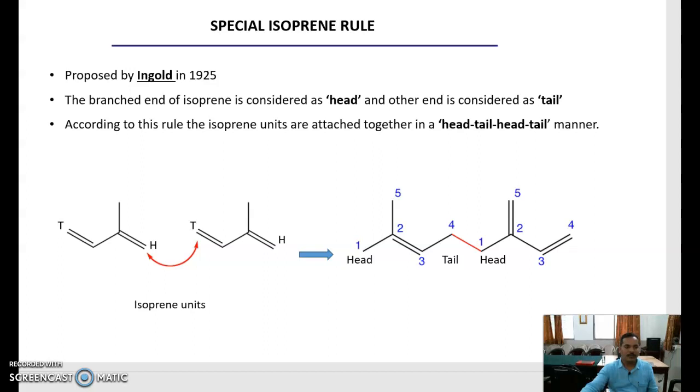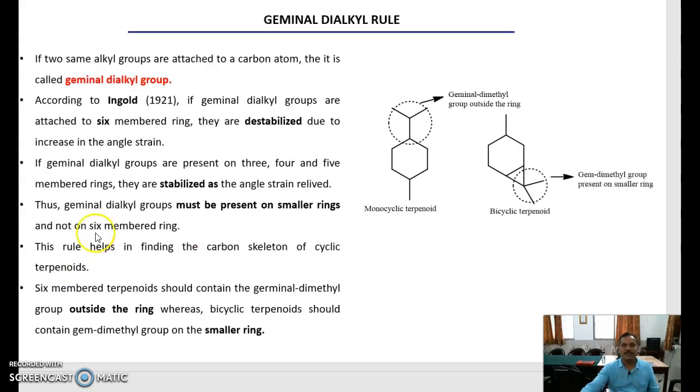Now another rule in your syllabus is the Geminal dialkyl rule. Now let's see what this Geminal dialkyl rule is. First of all, before studying the Geminal dialkyl rule, we must know what a Geminal carbon atom is. The carbon atom which is having 2 methyl groups is known as Geminal dialkyl carbon, and that group is known as Geminal dialkyl group. Now according to Ingold, the scientist who has already proposed the special isoprene rule, Ingold has proposed this rule.